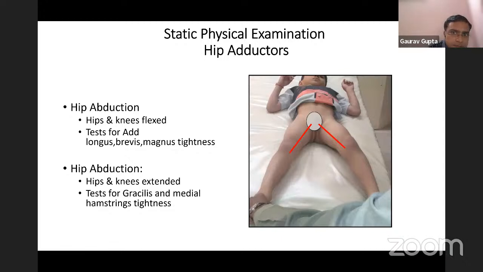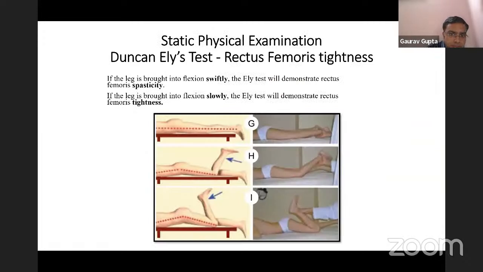Then hip adductors are assessed both in knee flexion and knee extension. When the hips and knees are flexed and abduction is assessed, then we are basically assessing the adductors, adductor longus, brevis, and magnus tightness, because the medial hamstrings and gracilis are relaxed at that point. And when the hips are abducted in hip and knee extension, at that time, we are basically assessing the gracilis and medial hamstring tightness. This is also known as the FLEPS test.